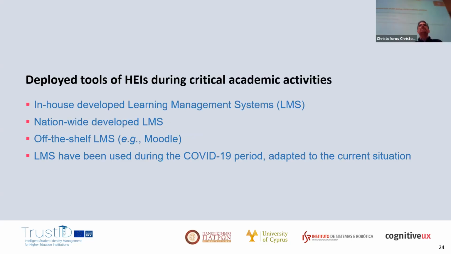So one of the first things we noticed after doing our analysis was that there was no single software or solution that was used throughout universities during critical academic activities like taking online examinations. For example, some universities used in-house developed learning management systems, so they had their own software for managing the learning material and the examinations. Other universities had nationwide learning management systems, while others used off-the-shelf solutions like Moodle, for example.